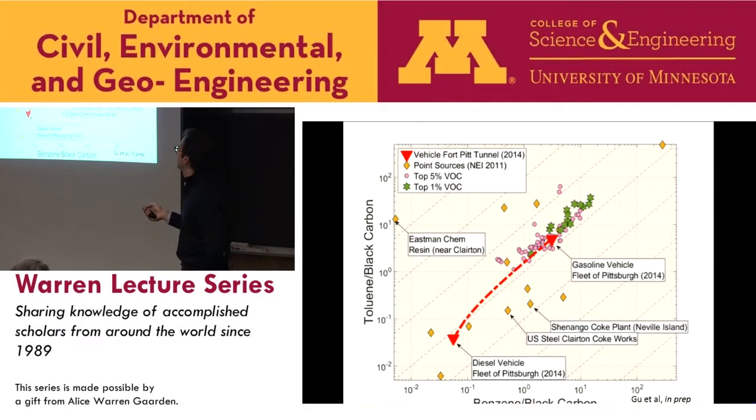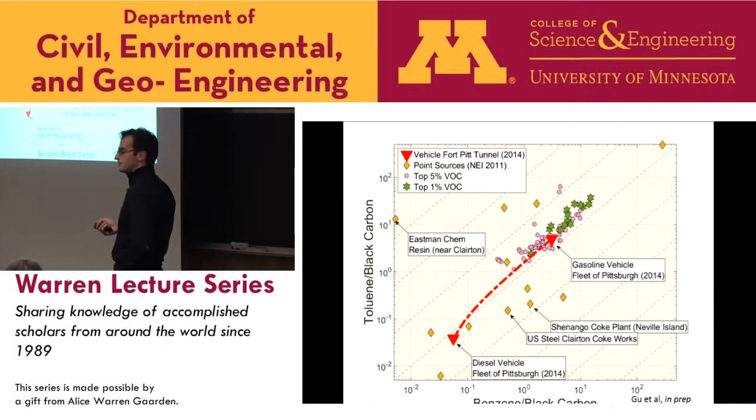But if we plot them in ratio-ratio space, and now the green ones are the top 1% and the pink ones are the top 5%, we see that overwhelmingly they're up here beyond the gasoline fleet profile. And this is sort of puzzling to us. So we don't know what the source is. What this means is there's probably a source somewhere up here, right? And it may be that one, but if I recall right, this is a small source. We're getting high concentration events from some source that has really high VOCs and low black carbon emissions.